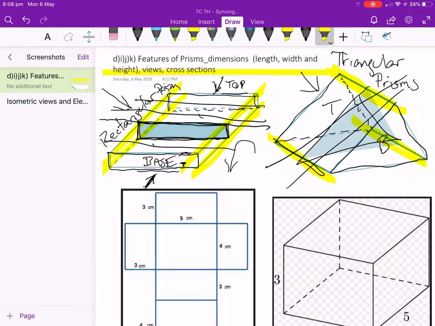prism. Alright, we'll go through the PowerPoint in class as well to identify more features.